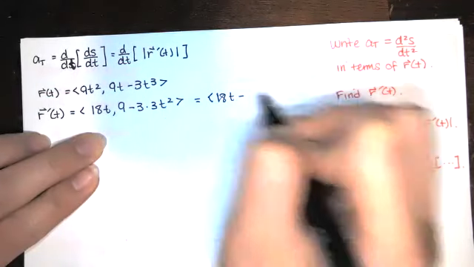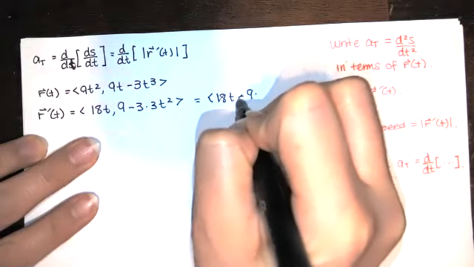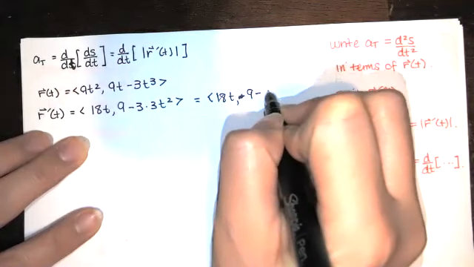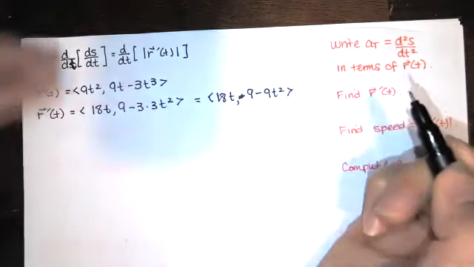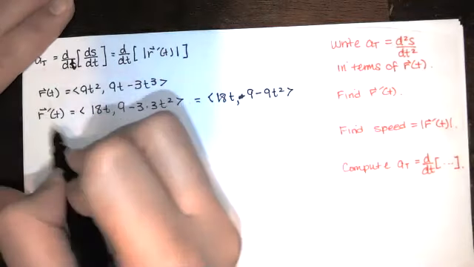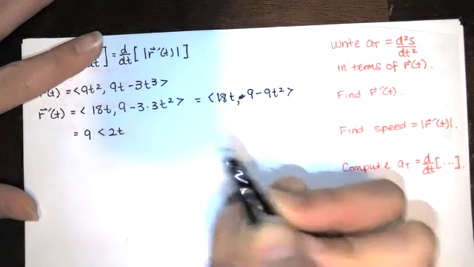So you have 18t times i hat plus 9 minus 9t squared times j hat. Now notice that both of these components have a factor of 9 in them. So I would suggest factoring that out.